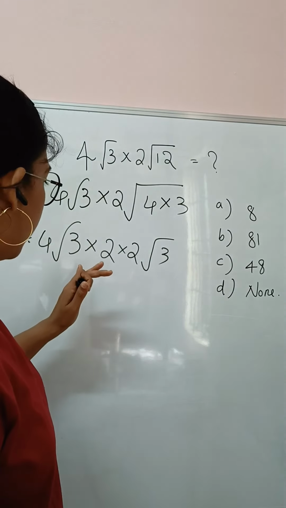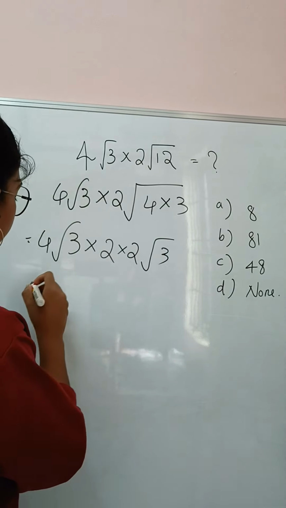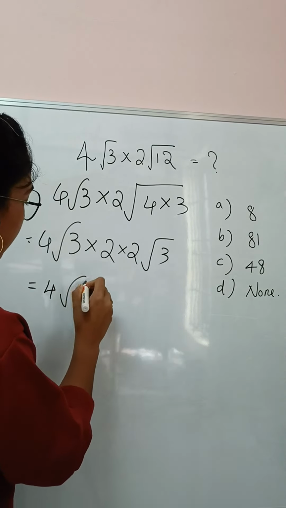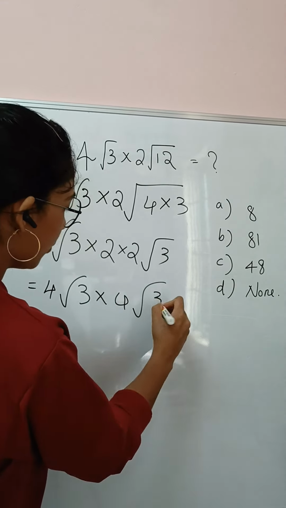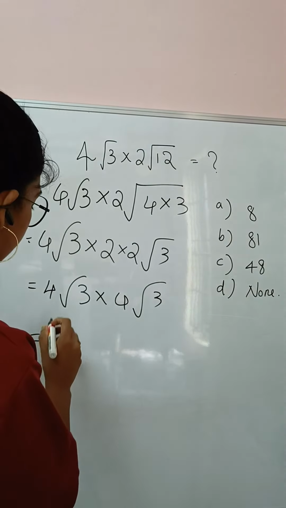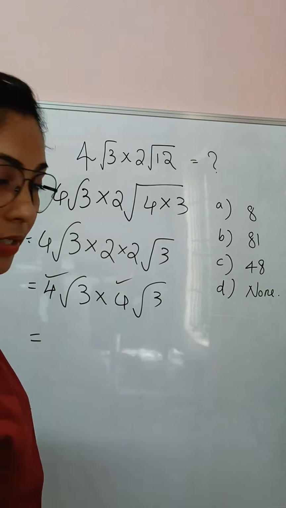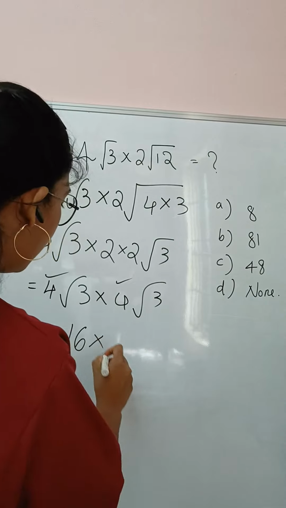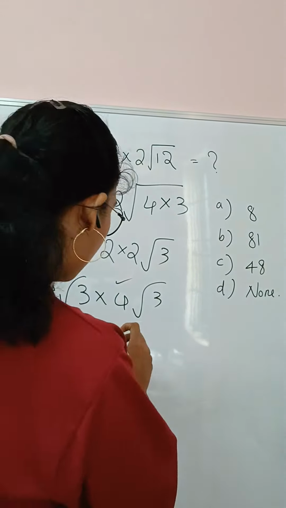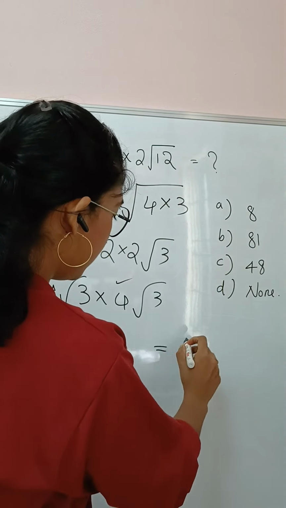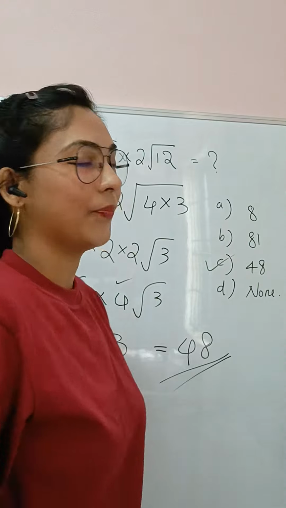So 4 root 3 into 2 into 2 into root 3. Okay. What is next? That is 4 root 3 into, here these 2 2's are 4 and 4 root 3. And finally, what is 4 root 3 into 4 root 3? These 4 4's are 16. Okay. 16 into, what is root 3 into root 3? Root 3 into root 3 is 3. So 16 into 3, which is equal to 48. So option C is the answer.